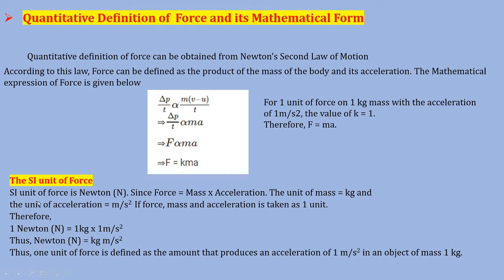The SI unit of force is Newton, and since force equals mass into acceleration, the unit of mass is kg and the unit of acceleration is meter per second square. If force, mass and acceleration are taken as unity, then 1 Newton equals 1 kg into 1 meter per second square. Thus Newton equals kg meter per second square. Thus 1 unit of force is defined as the amount that produces an acceleration of 1 meter per second square in an object of 1 kg. This is the definition of 1 Newton.